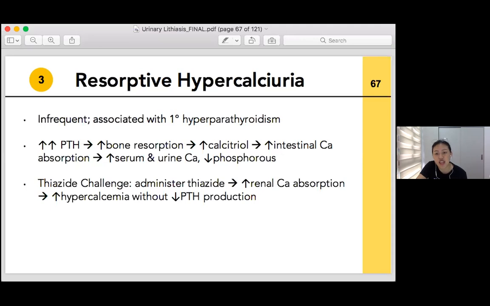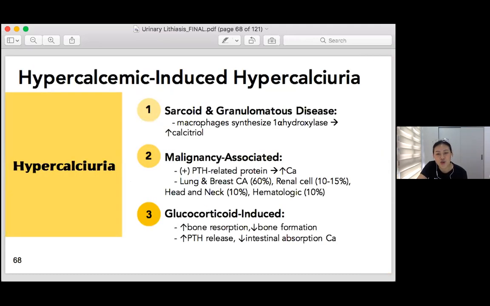So they administer a diuretic, and this would enhance the renal calcium reabsorption and exacerbate the hypercalcemia, without suppressing the PTH production. This would facilitate the diagnosis of hyperparathyroidism. There is also hypercalcemia-induced hypercalciuria. It can occur through these different mechanisms.